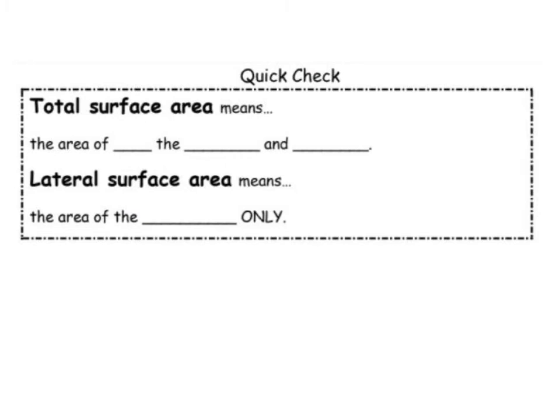Okay, so let's go over the quick check. We're going to go over what we've been doing the last few days. So let's go ahead and fill in those blanks. It says total surface area means the area of all the bases and faces. Lateral surface area means the area of only the faces.